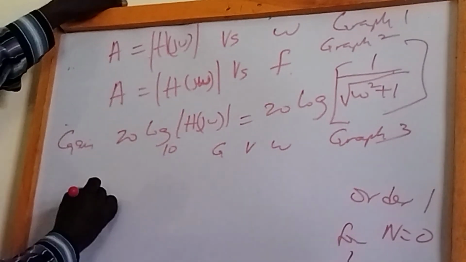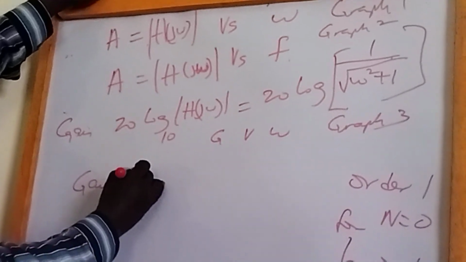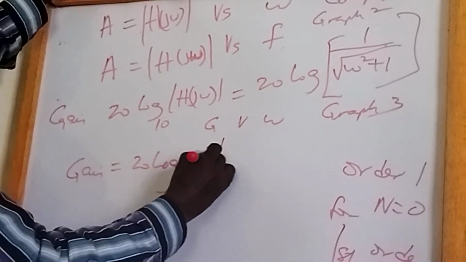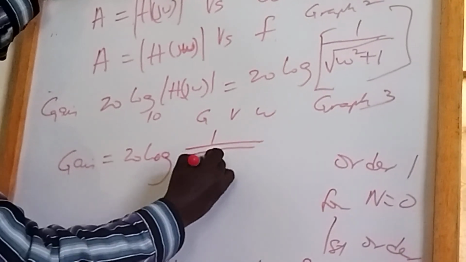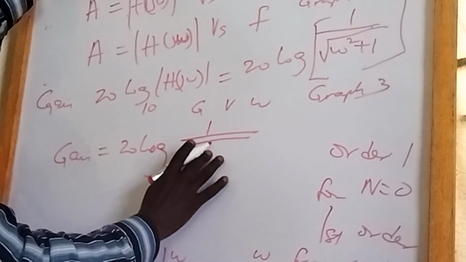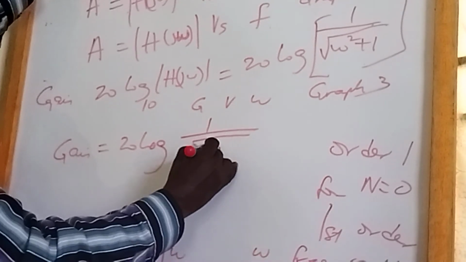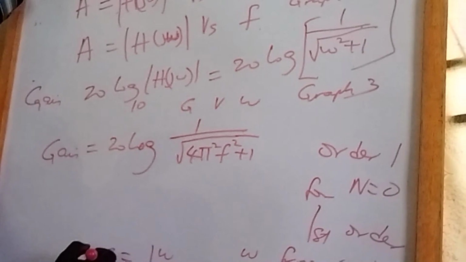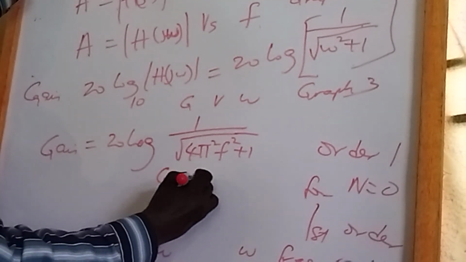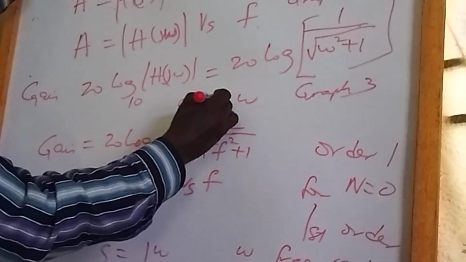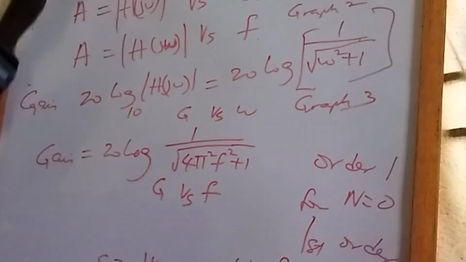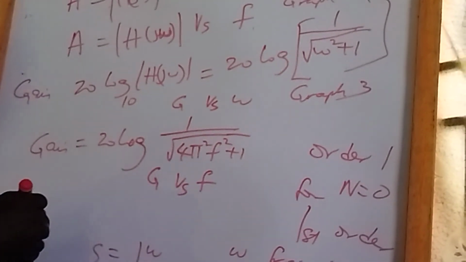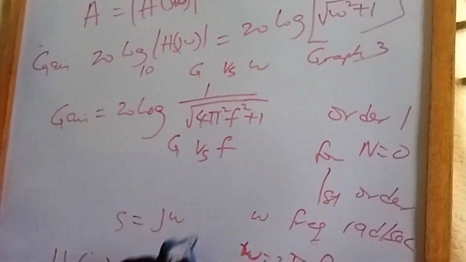We can plot graph 4. We say that gain equals 20 log of 1 over the square root of 4 pi squared f squared plus 1. This is gain versus frequency. So this will be our graph 4.